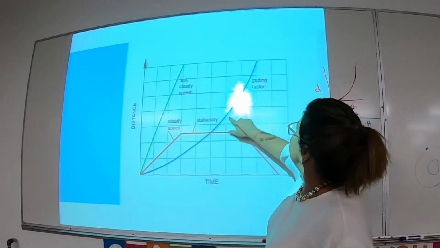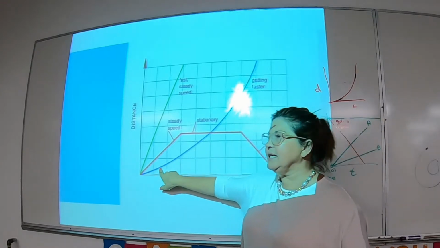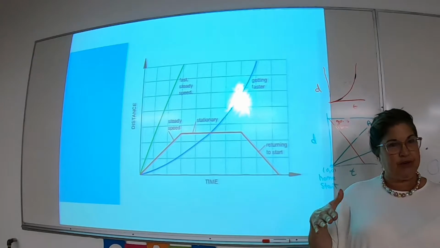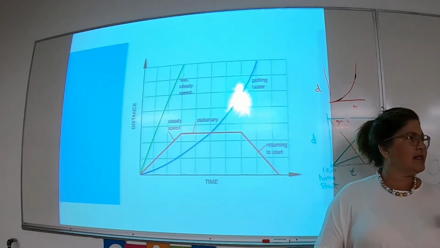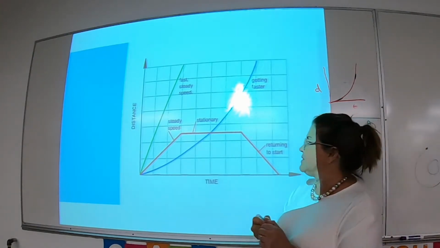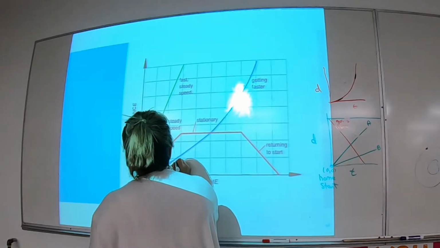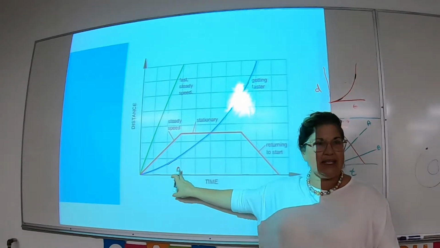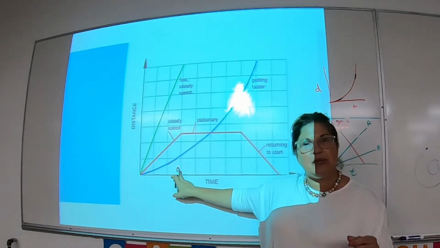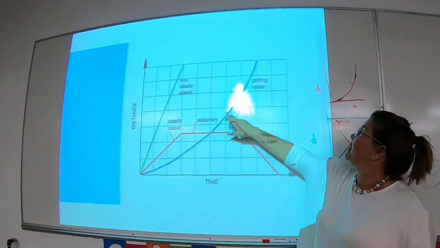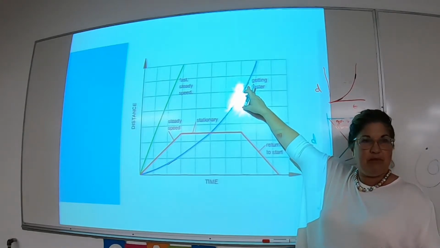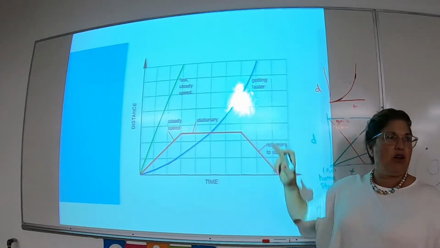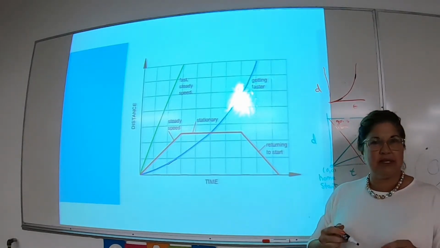Then we have the blue one here. Well, we know it's not a constant speed because it's a curve. And we have to decide, is it speeding up or slowing down? So if I have my little tangent lines, this one's pretty flat, so that means its speed is slow or low. This one's pretty steep, so it is faster. So we can say that object is getting faster, or it's accelerating.